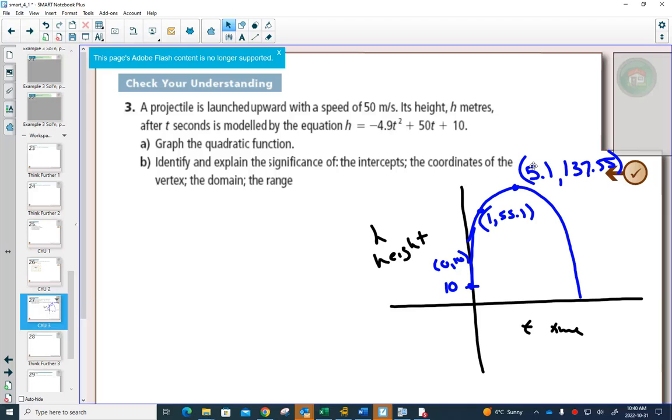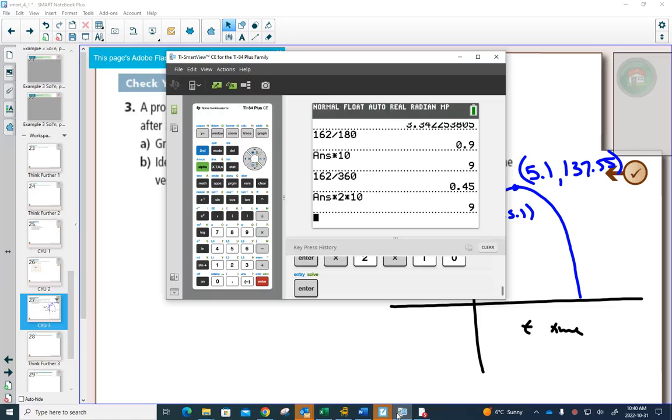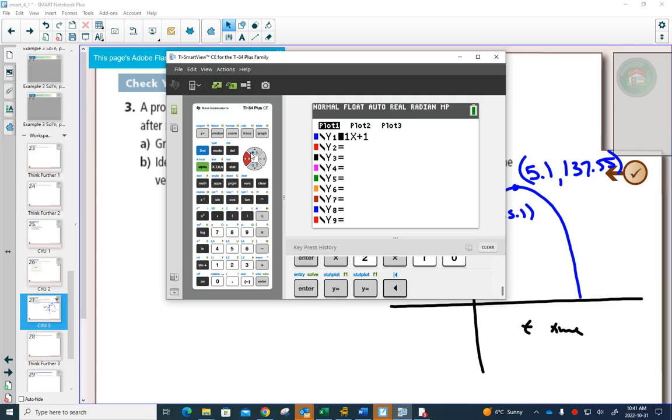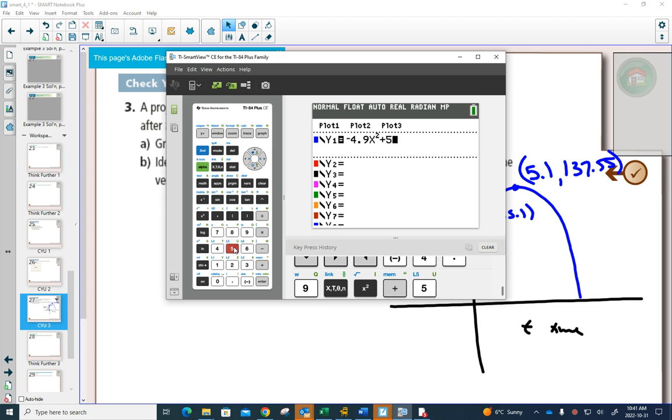Our graphing calculator can also find this out, so I'm going to pull that up and show those of you that have a graphing calculator how to use it. So we have negative 4.9x squared plus 50x plus 10.